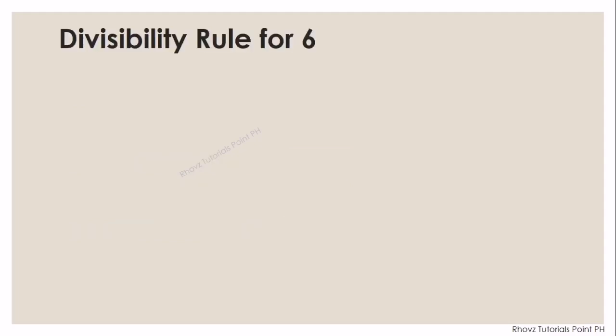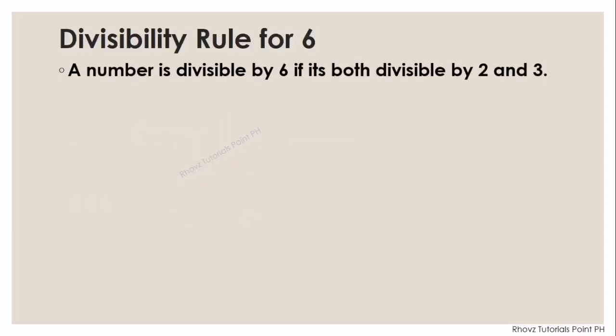Another is the divisibility rule for 6. A number is divisible by 6 if it's both divisible by 2 and 3. Okay? So, 594. So, paano natin malalaman kung divisible by 2 siya? Tingnan lang natin yung last digit. Kung 0, 2, 4, 6, 8 yung last digit niya, ibig sabihin, divisible by 2 siya. Since the last digit is 4, it is divisible by 2.